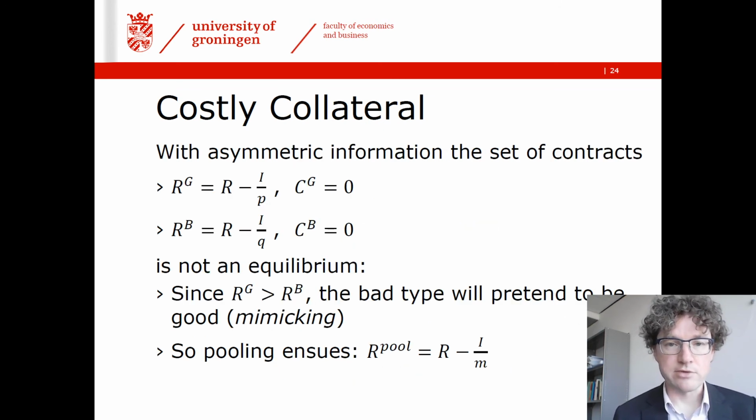So this set of contracts I argued was not going to be in equilibrium if there's hidden information, so if the bank cannot verify whether you're good or bad as an entrepreneur, because in that case everybody would like to get the higher RG rather than RB, and therefore pose as being a good type. So we would have pooling in the absence of any collateral. So what can we do about this?